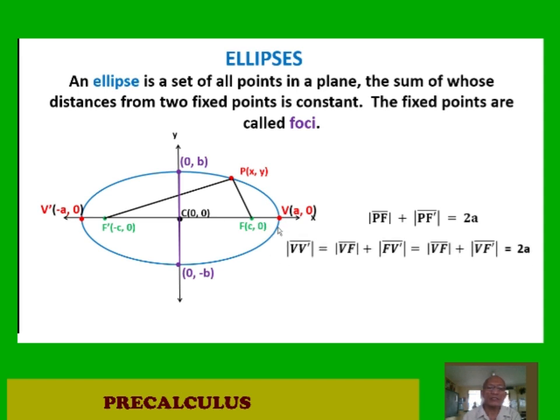From its definition, we have the sum of the distances equal to 2a. B prime is equal to 2a. VF plus FB prime is also equal to 2a. BF plus BF prime is also equal to 2a.